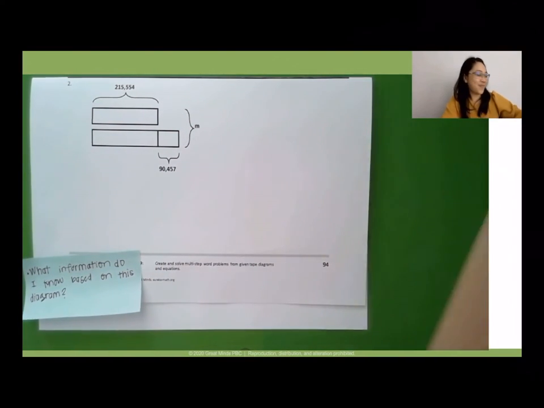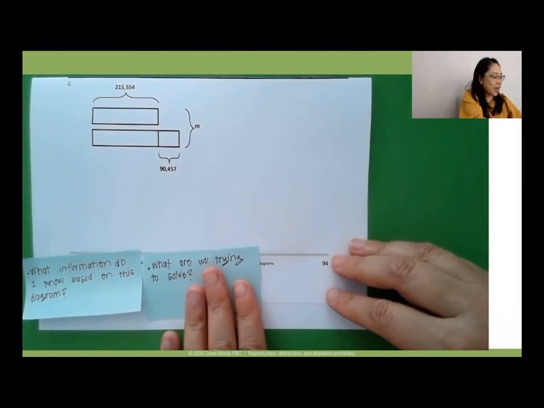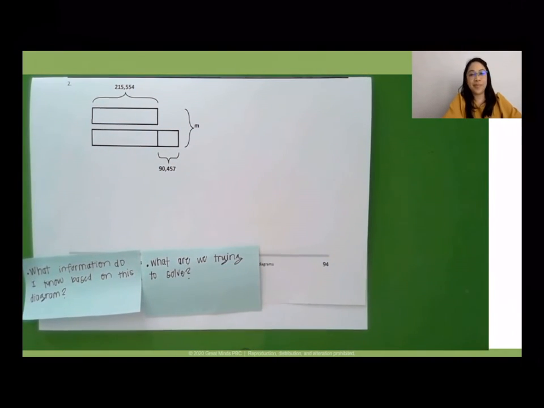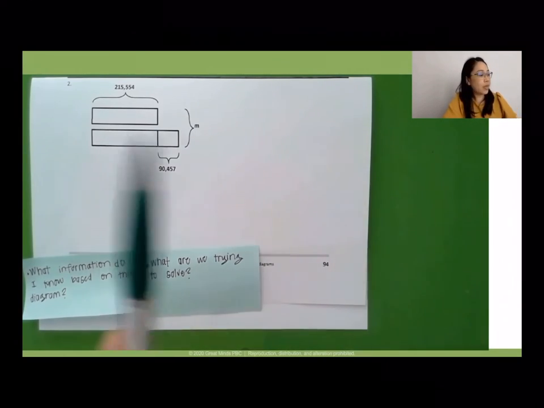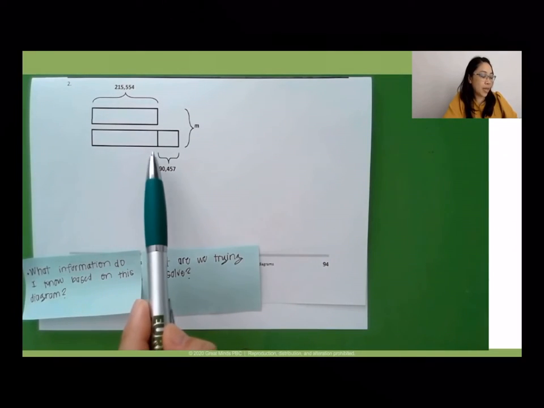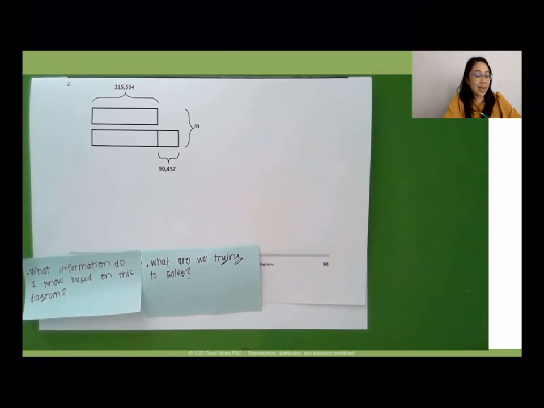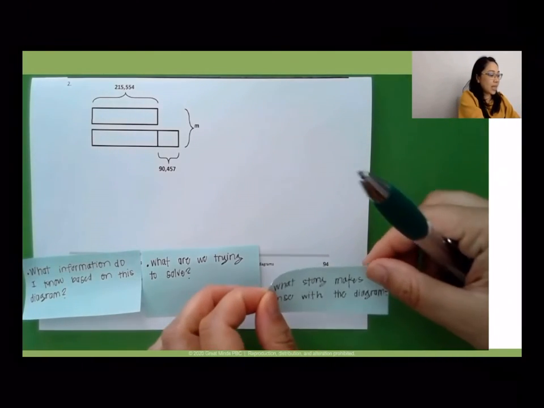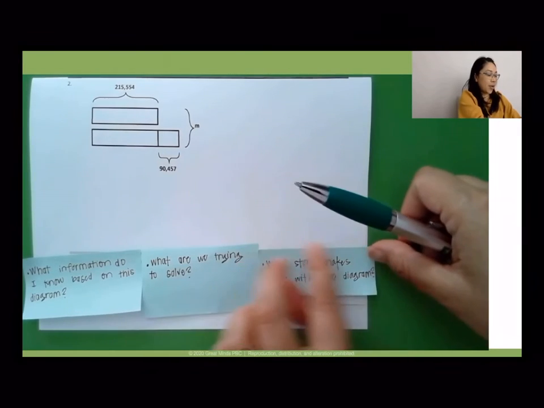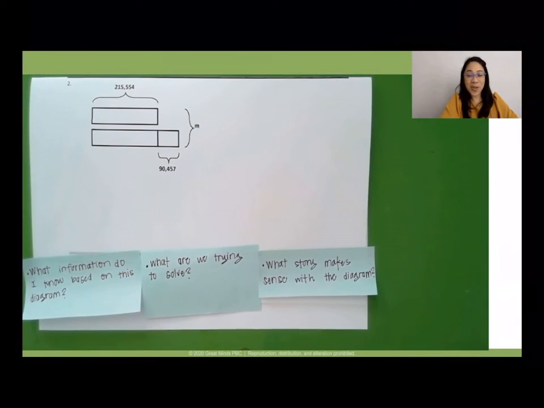Next question. What are we trying to solve? We are trying to solve the value of both tapes. This is indicated with the variable M. Next, I'd like you to pause the video here. And when you do, I'd like you to come up with a story that makes sense with this diagram. We'll compare stories when you get back.